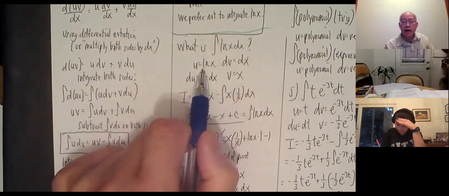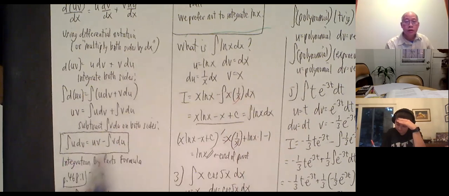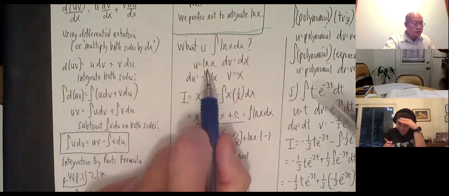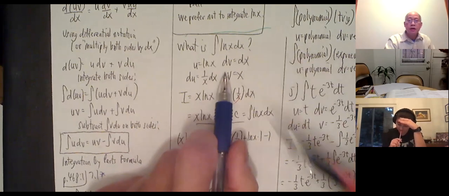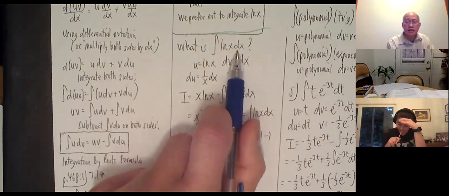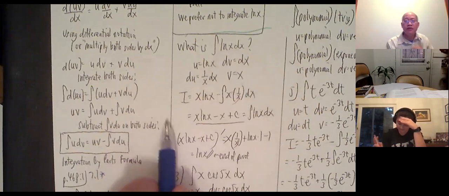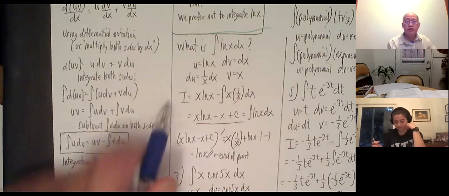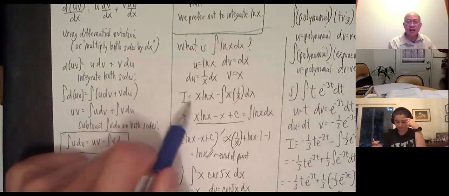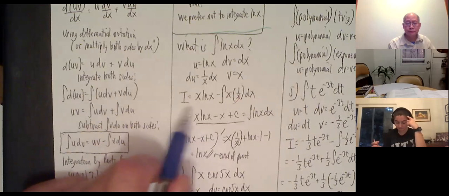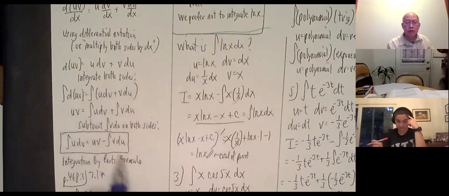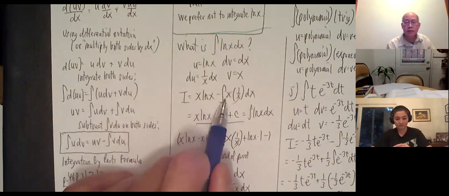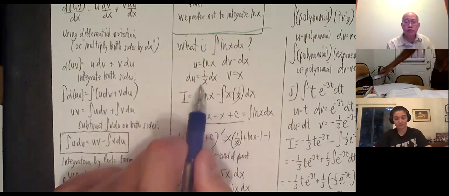Now that I have this, the integral is of the form u dv. If u is ln x, there's my u, and my dv equals dx, then it's u dv. So that's legitimate. Here we go. u times v. u times v is x ln x. This is my uv, minus the integral of v du. So v is x, du is 1 over x dx.